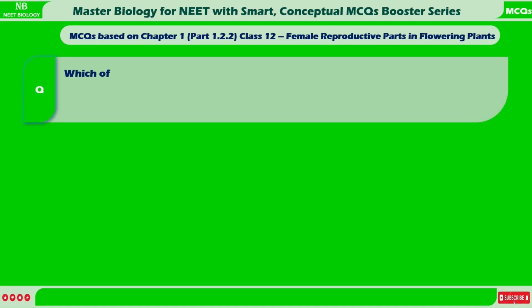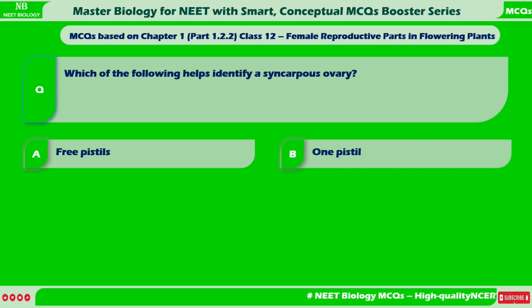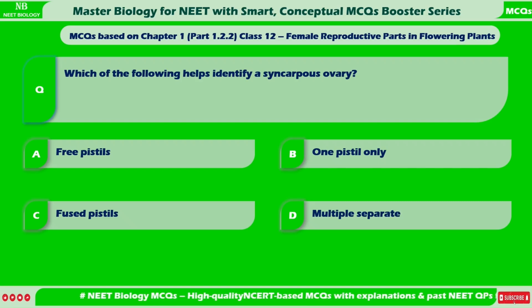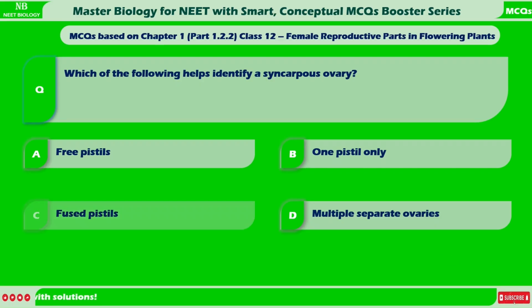Which of the following helps identify a syncarpous ovary? A. Free pistils. B. One pistil only. C. Fused pistils. D. Multiple separate ovaries. Correct answer is C. Fused pistils.